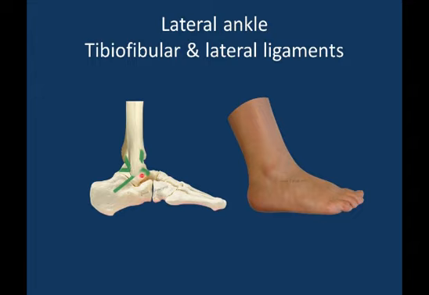The anterior talofibular ligament passes between the anterior margin of the lateral malleolus and the anterior aspect of the body of the talus. The calcaneofibular ligament passes downwards and backwards from the tip of the lateral malleolus to the lateral aspect of the calcaneus. The posterior talofibular ligament passes from the malleolar fossa on the lateral malleolus to the lateral tubercle of talus.